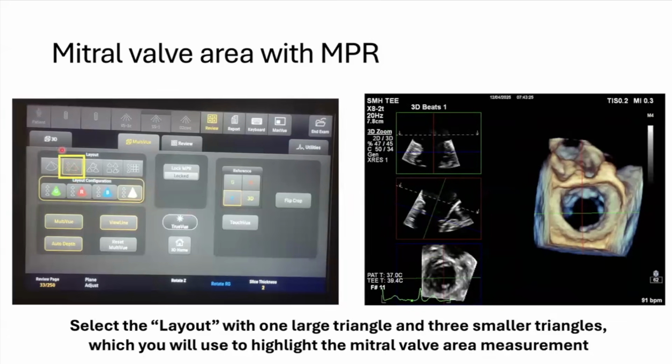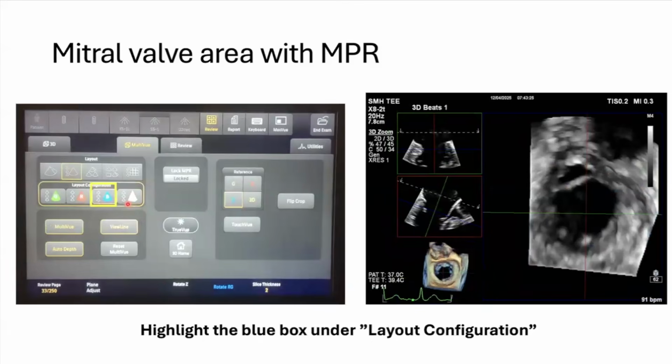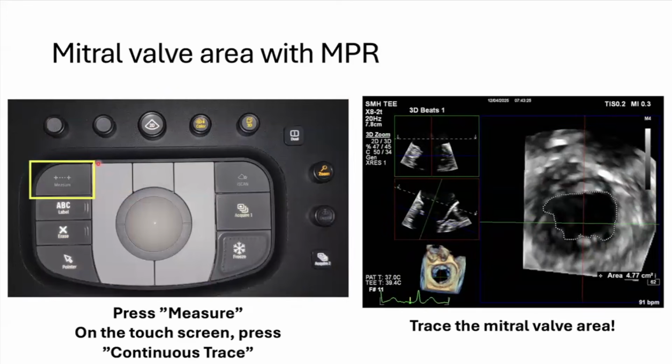So we can make one of the images bigger, and that's the use of this layout function with highlighting this big triangle. And then we can use layout configuration. It defaults to showing the 3D image as the large image, but if we use layout configuration with the blue triangle, it will make the blue box the big box. And then we can measure that by using measure on our touchscreen, continuous trace, to measure the mitral valve area.